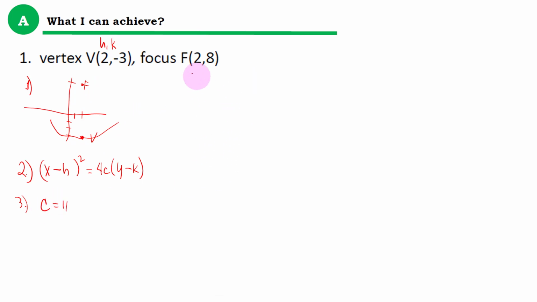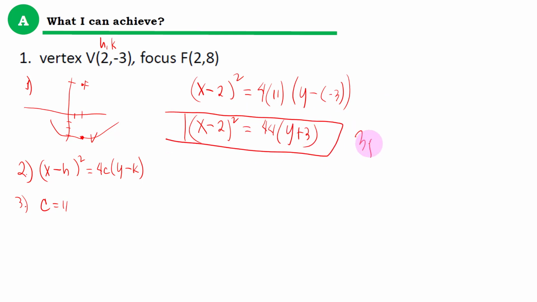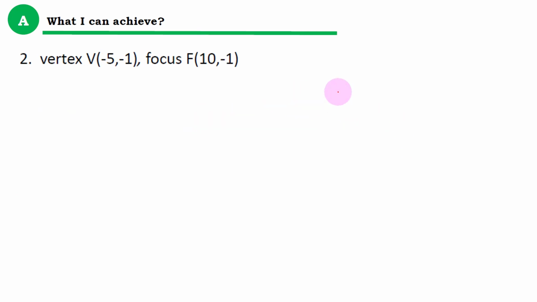Okay? Next, substitute natin. So, magiging x minus, ang isa-substitute natin ay yung ating vertex. So, x minus 2, quantity squared, equals 4 times, ano yung ating c? 11. And then, y minus k. So, y minus, ang k natin is negative 3. Y minus negative 3. Okay? And then, we simplify: x minus 2, quantity squared, equals 44 times y plus 3. This is our standard equation. Ilang points to? 3 points po. Pag mali, 1 point. Pag tama, tama.